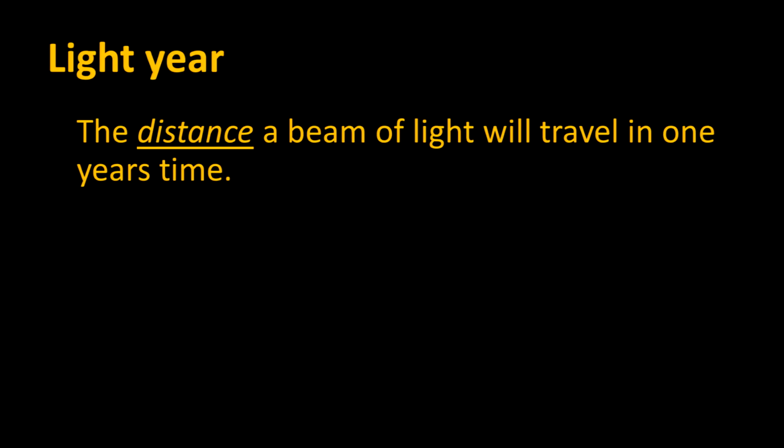So let me define it for you. 1 light year is defined as the distance that a beam of light will travel in a year's worth of time. Be careful with this definition, because although the term light year indicates a unit of time, it is actually a unit of distance. If we were to go outside and let a beam of light go off into the universe, after a year's worth of time, if we measured how far it traveled, that distance would be 1 light year.